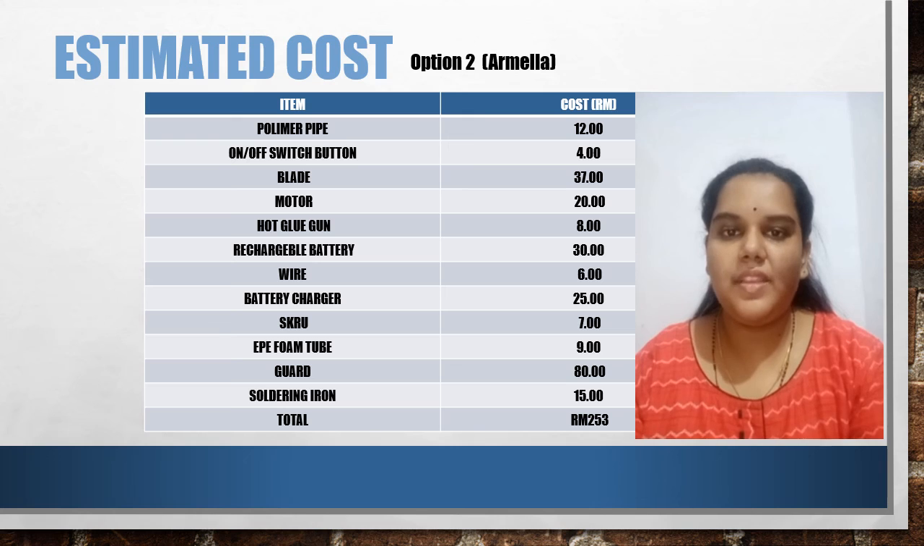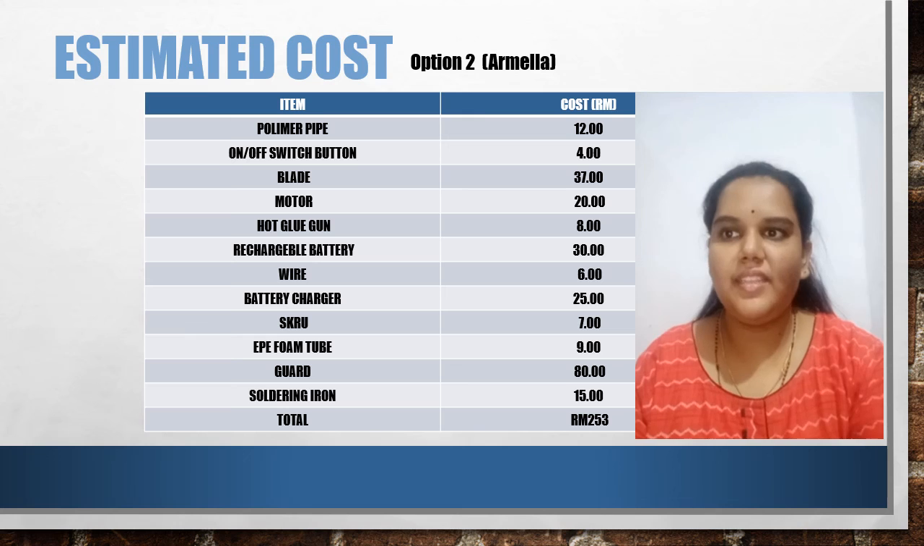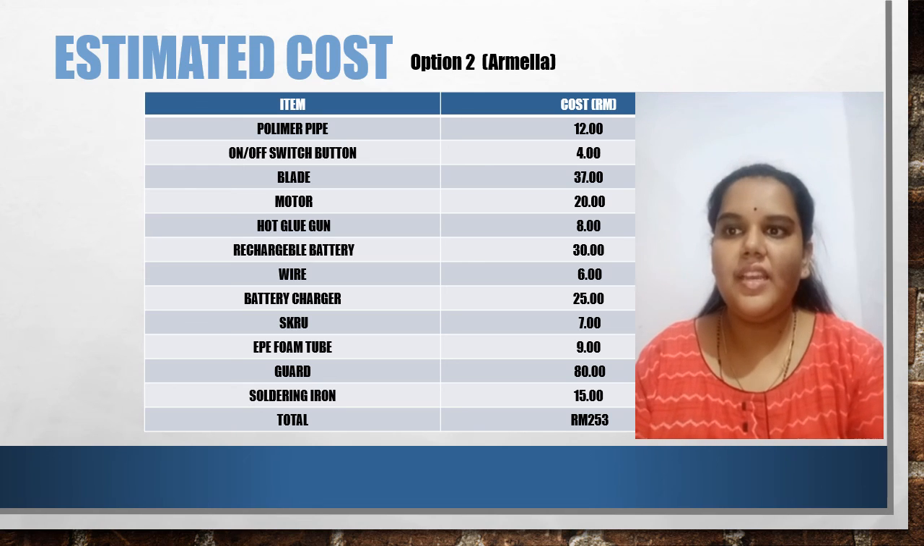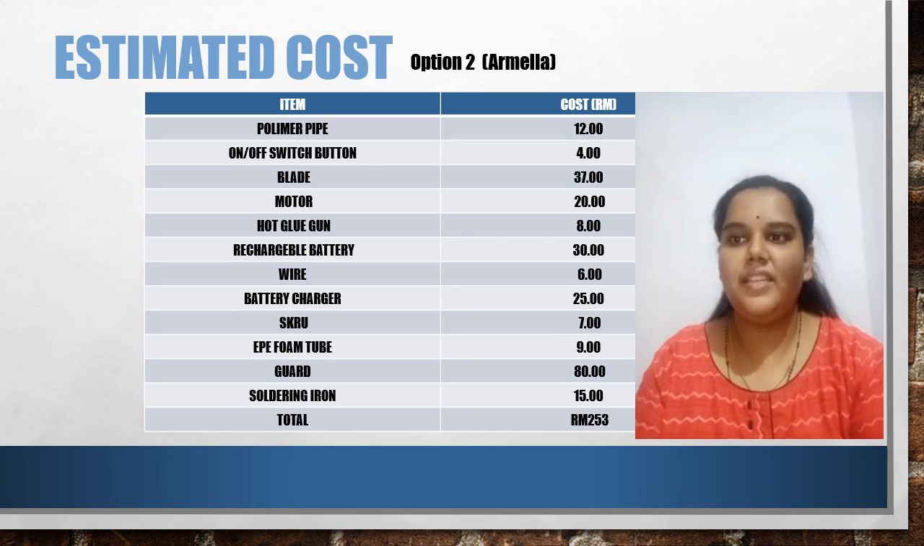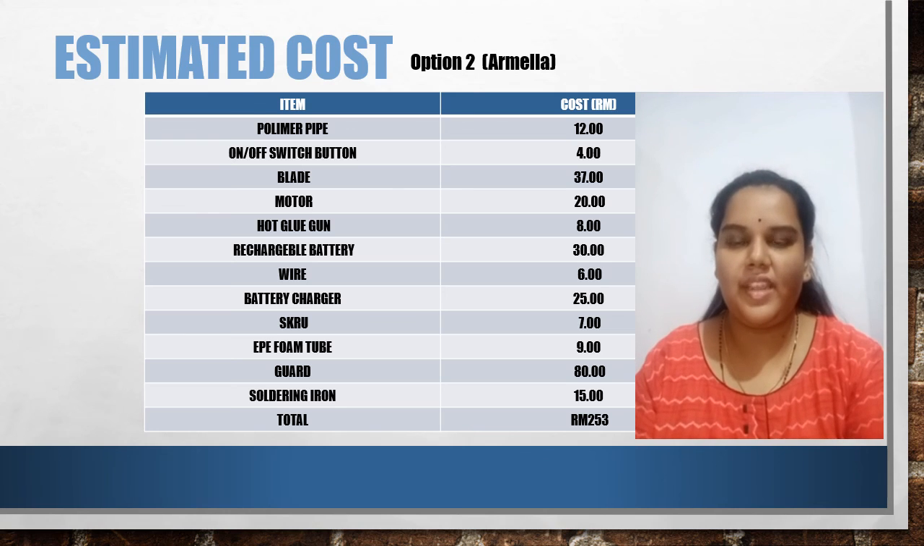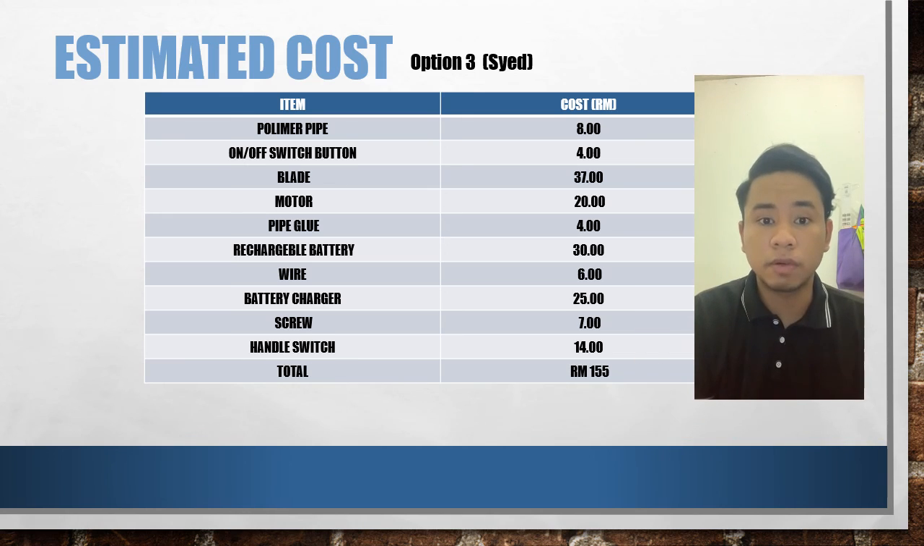The PVC pipe is 12 ringgit, the on off switch button is 4 ringgit, the blade is 37 ringgit, the cost of motor is 20 ringgit, the cost of hot glue gun is 8 ringgit, the rechargeable battery is 30 ringgit, the price of wire is 6 ringgit, the battery charger is 25 ringgit, the price of screw is 7 ringgit, the cost of EPE foam cube is 9 ringgit, the guard is 80 ringgit. Finally, the price of soldering iron is 50 ringgit. So the total cost for my design is 253 ringgit. This is the estimated cost for my option.